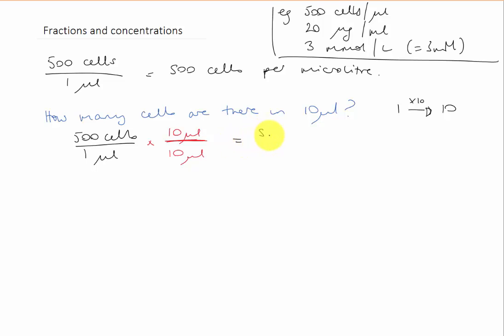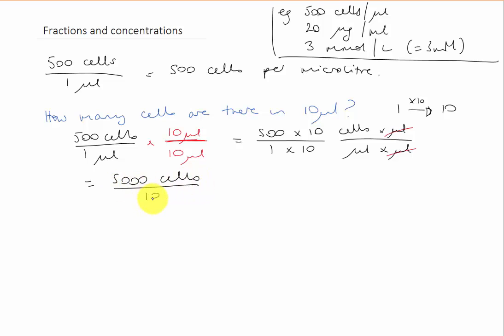So that gives me 500 times 10, and then we've got cells and microliters. Let's separate out the units and the numbers here, and then we've got 1 times 10 microliters times microliters. So then we can cancel out microliter, microliter. So that gives us 5,000 cells in 10 microliters, or 5,000 cells per 10 microliters, I could say.